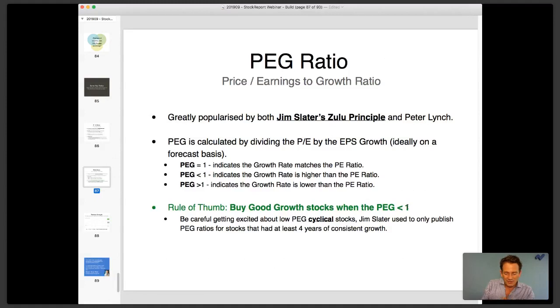So, you've got to be a little bit careful with the PEG on cyclical stocks. But if you've got a genuine stock that looks a bit like Games Workshop, on a low PEG, good forecast growth, that's a really powerful sign for the future share price. And it's something I always like to see in growth stocks I look for.